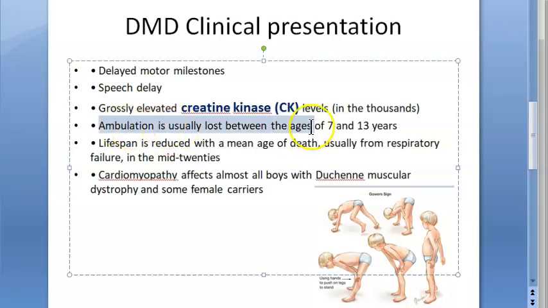See? Ambulation is lost between the ages of 7 to 13. That is, they are not able to move around, right? The lifespan will reduce and they will die because of respiratory failure in the mid-20s. That's what the book says. Cardiomyopathy affects most boys and females can be carriers because they will have 2 X chromosomes.